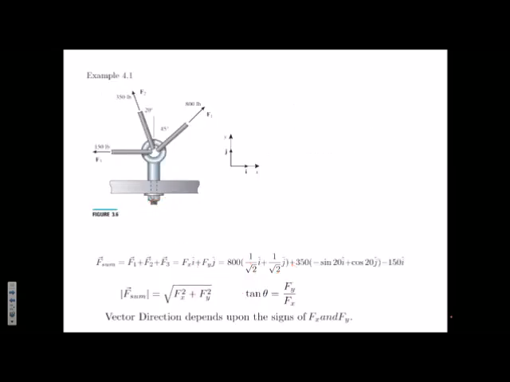Okay, this is an example from your textbook, example 4.1. This is called an I-bolt, and this I-bolt has, you can see, 3 cables. There could be steel cables, and they are basically being pulled, okay? So there is this force of tension in the cable, and the 3 forces that are acting on this I-bolt are 800 pound that way, 350 pound that way, and 150 pound in that way, right? Now what we want to do is add these 3 forces.